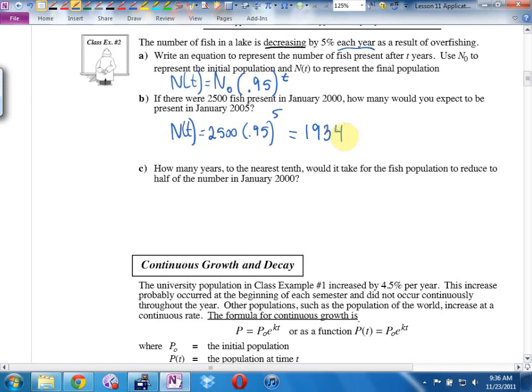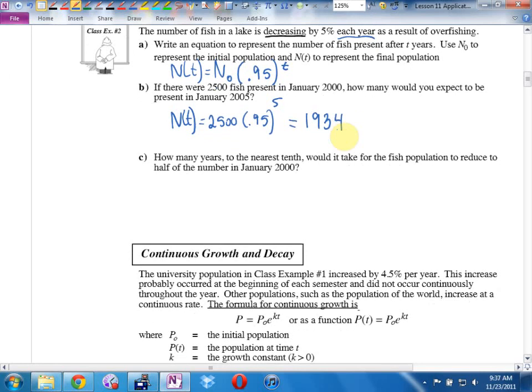C. After how many years to the nearest tenth would it take for the population to reduce to half the number in January 2000? Now, this is where the fact that people don't understand how exponential growth and decay really hammers us in politics or in society. Someone without a math background would say, well, you're losing 5%. How long to get to 50%? 10 years, they'll say. Oh, we got 10 years before we only got half left. And I'll tell you the answer is far less than 10 years, because this part of the curve is decaying very, very steeply.